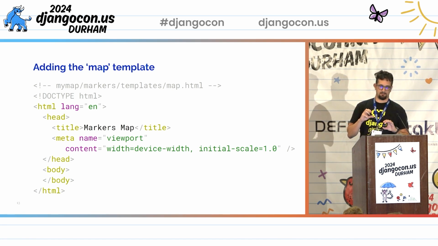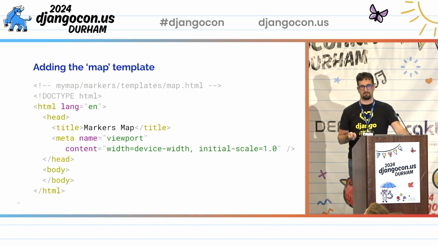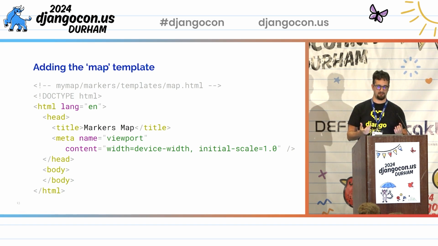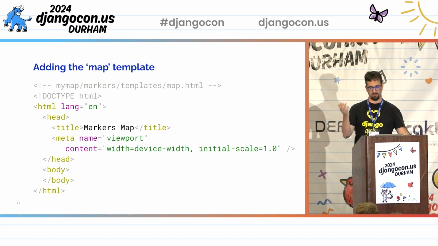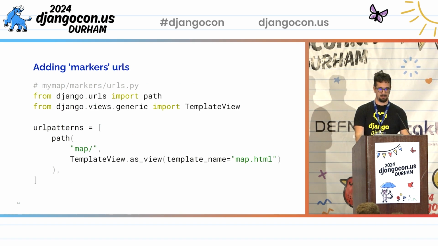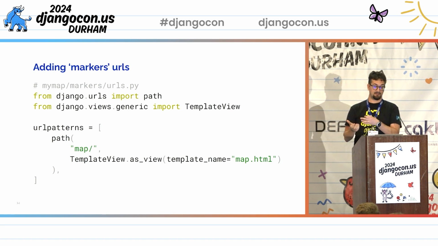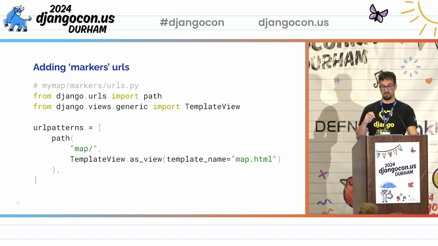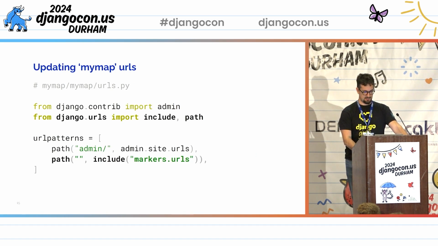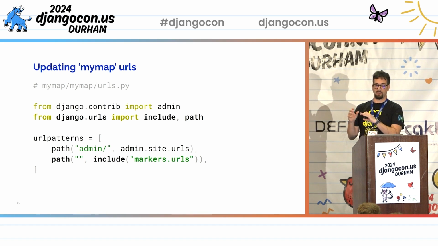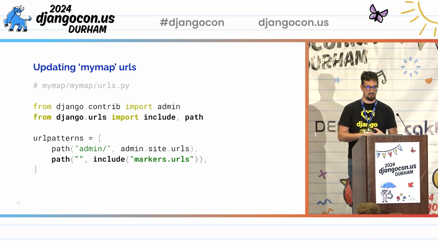We create a template file in a templates directory, and we add only the usual boilerplate, a title in the head, but an empty body content that we'll fill in a bit. To show our template, we create a new URLs file in the markers app. We add our path and a template view which uses our template file. And the last step is to include the URLs file in the one of the project.